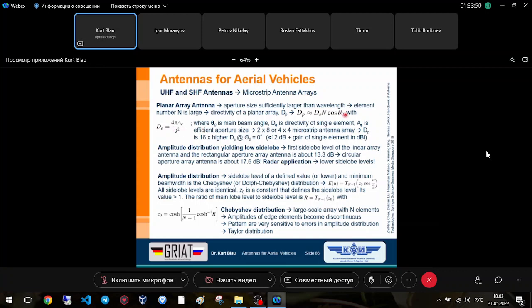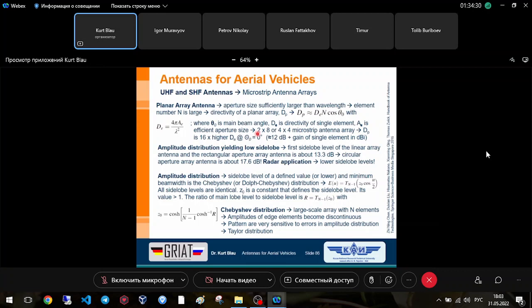I explained it already. Theta 0 is the main beam angle. It's clear. Then it's the directivity of the single element. Also clear. This is the area, or the efficient aperture size, of the single element. From our lecture, let's say of the second or third lecture, we know how we can calculate the efficient aperture size from an element.